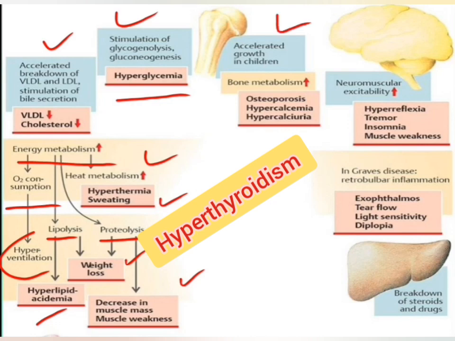And there is accelerated growth in children, and bone metabolism is also increased. From this metabolism hypercalcemia is produced, also leading to an increased calcium level in the urine, and osteoporosis is the result. In the brain, neuromuscular excitability is increased, causing hyperreflexia, tremor, insomnia and muscle weakness, just like the sympathetic system. In Graves' disease especially, retrobulbar inflammation is seen, causing exophthalmos, tear flow, light sensitivity and diplopia. And in the liver, breakdown of steroids and drugs increases.